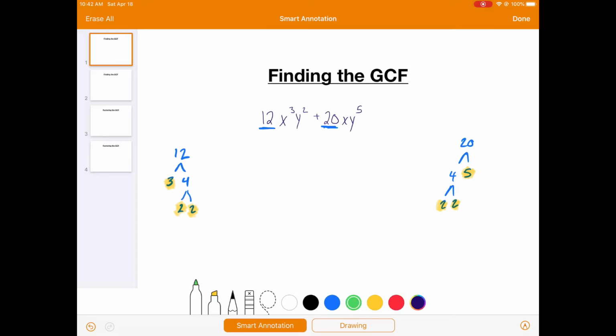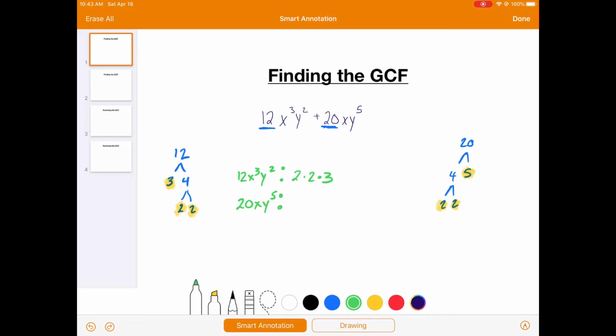Once we do this, we're going to write out our two terms. So we have 12x cubed y squared, and we have 20xy to the 5th. So we're going to write out what we multiply to get to that. So for 12, x cubed y squared, we already have the beginning. It's 2 times 2 times 3, and we just got that from over here.